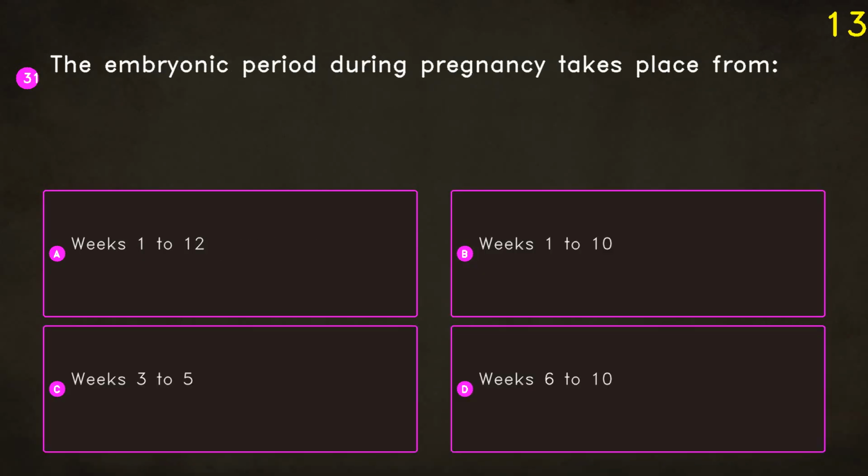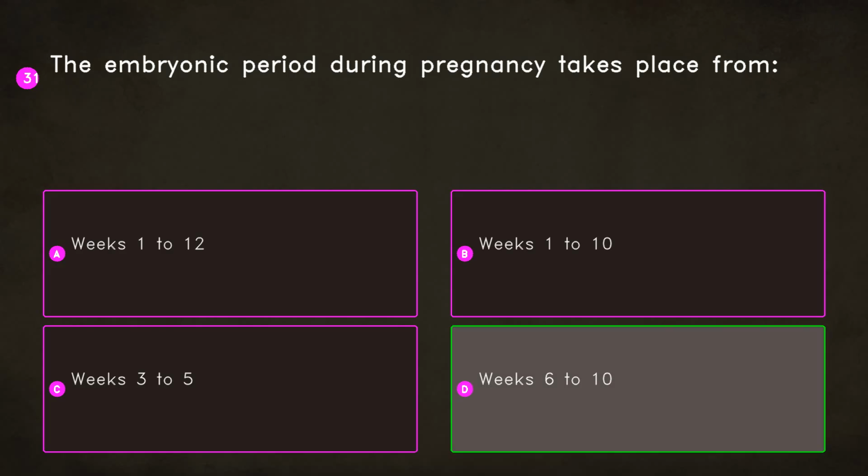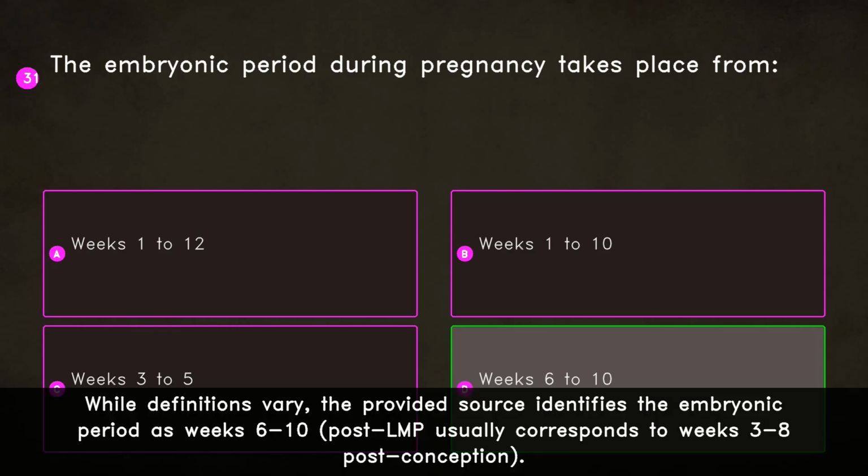Question 31. The embryonic period during pregnancy takes place from A. weeks 1 to 12, B. weeks 1 to 10, C. weeks 3 to 5, D. weeks 6 to 10. The correct answer is weeks 6 to 10. While definitions vary, the provided source identifies the embryonic period as weeks 6 to 10. Post-LMP usually corresponds to weeks 3 to 8 post-conception.